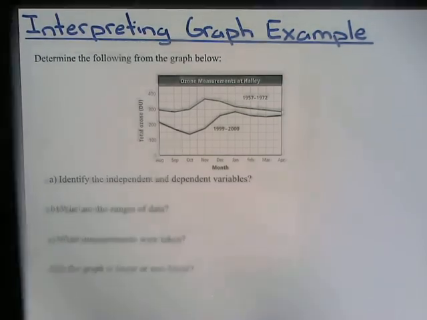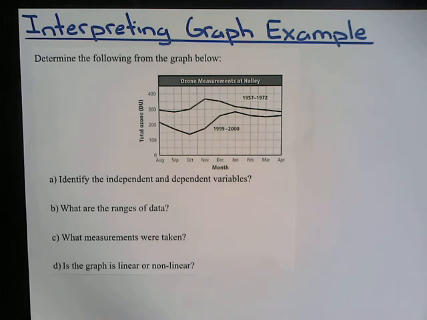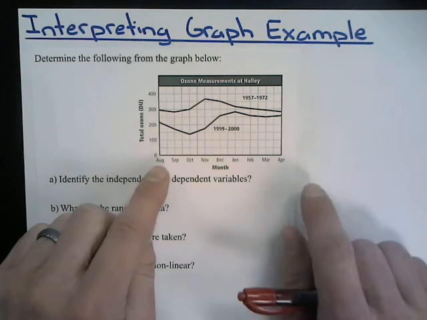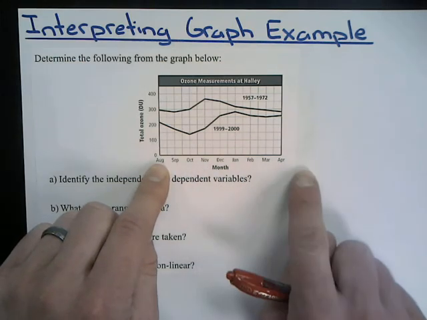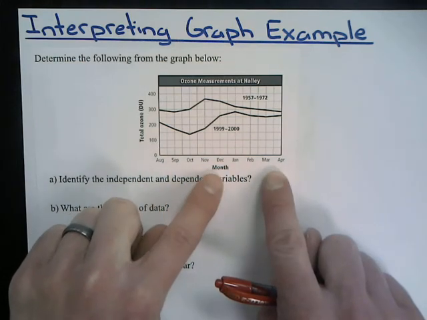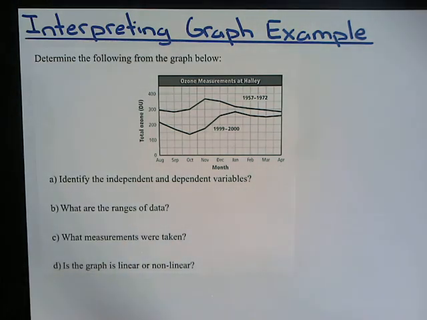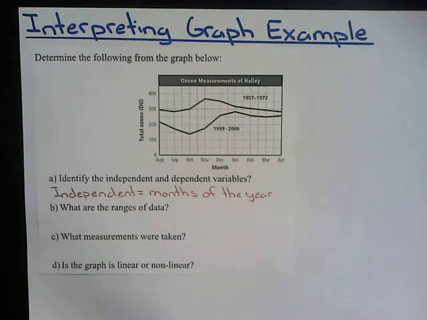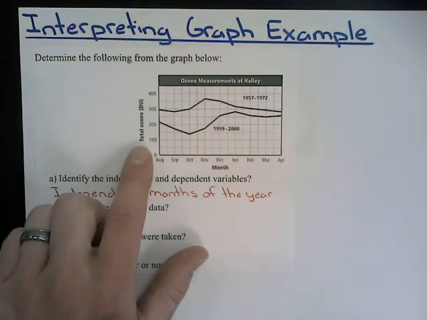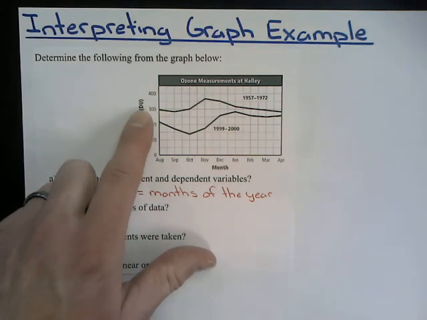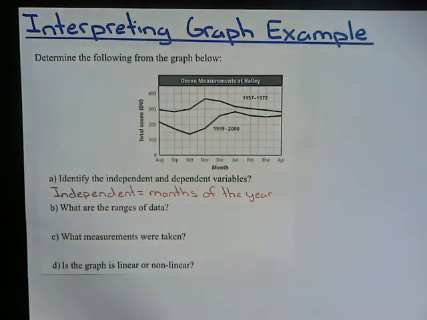So we have our example here, and we want to determine a couple of things from our graph. So the first thing that we want to identify is the independent and dependent variables. Remember, the independent variable is always going to be on our x-axis, and so the independent variable is our months. And our dependent variable is on the y-axis, and that is total ozone measured in DU, or Dobson units.